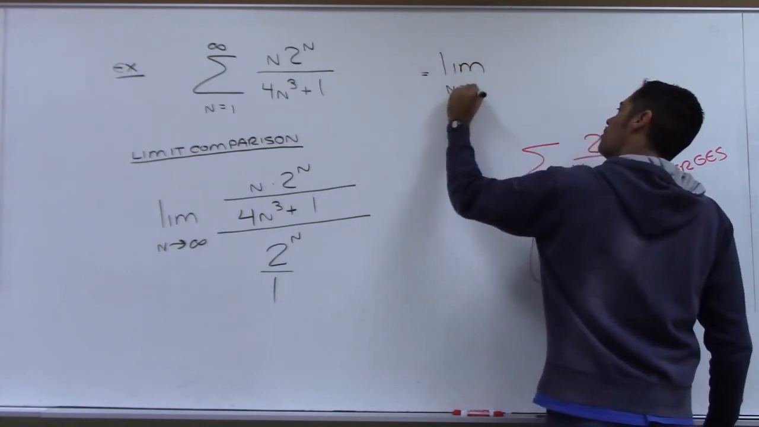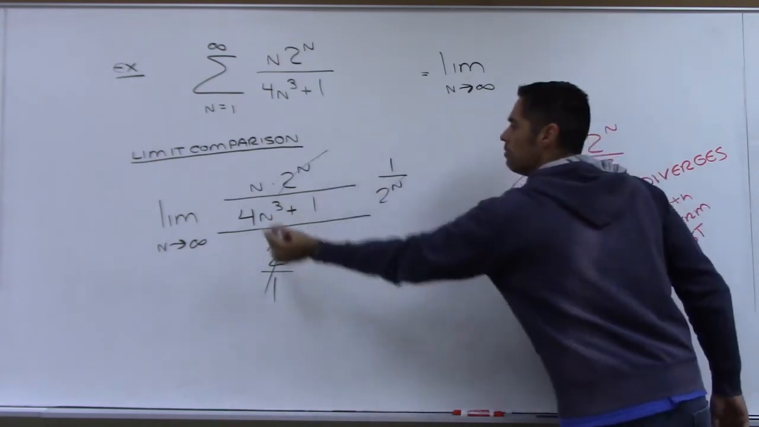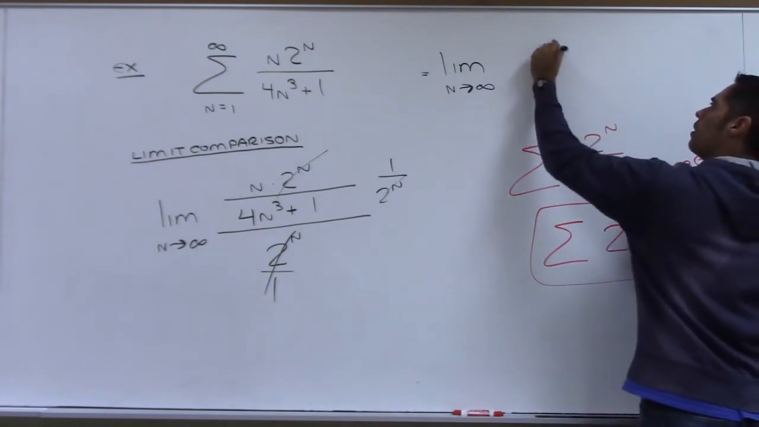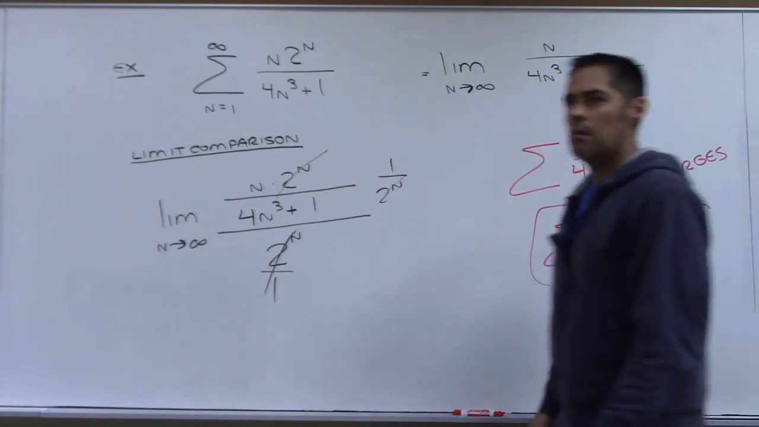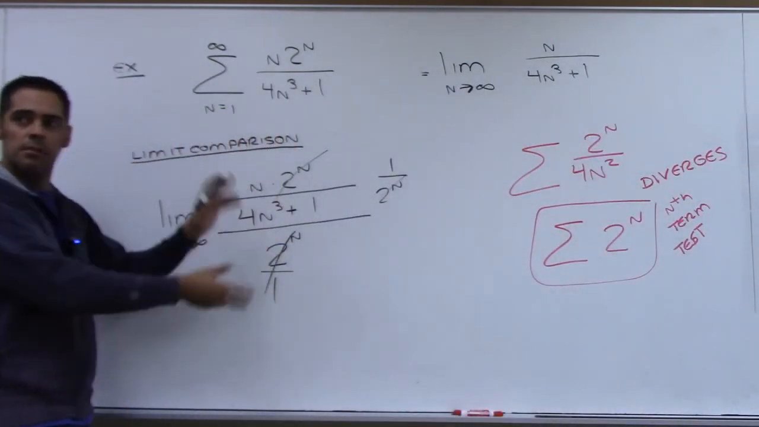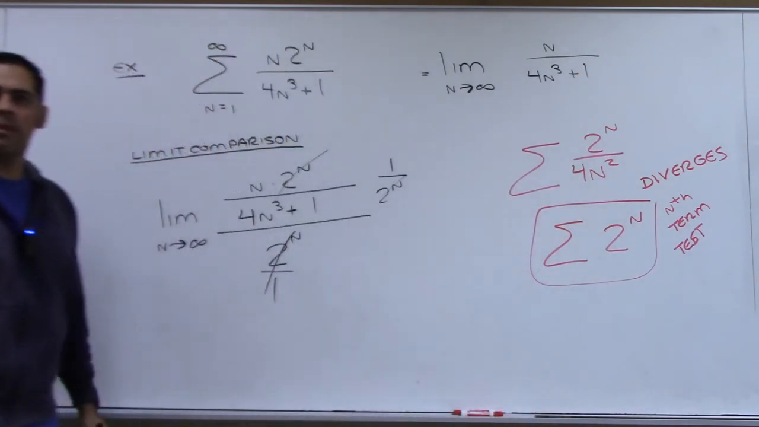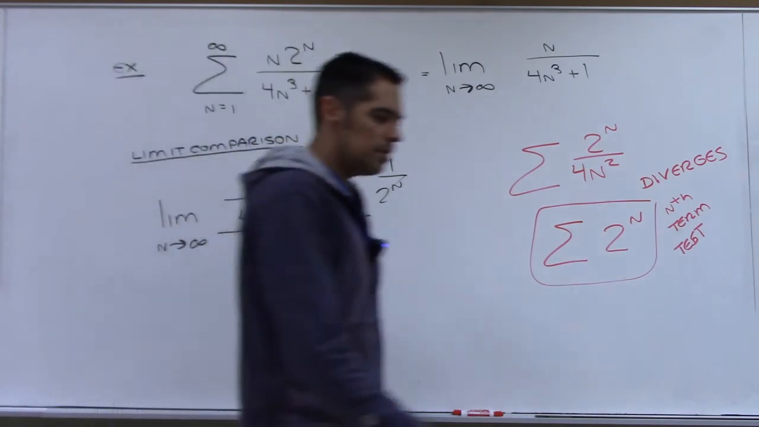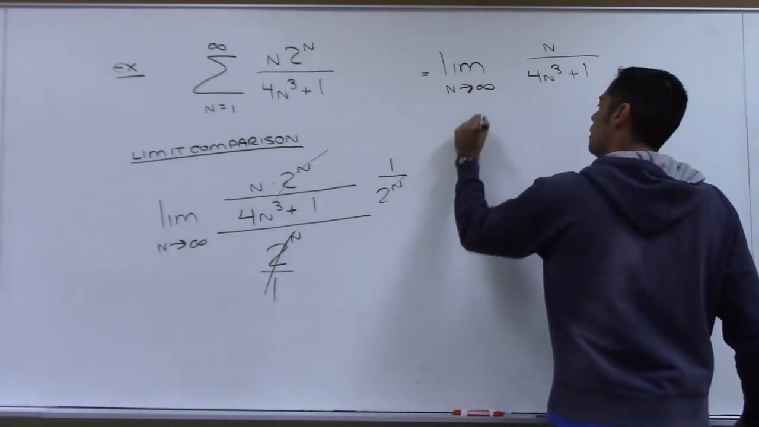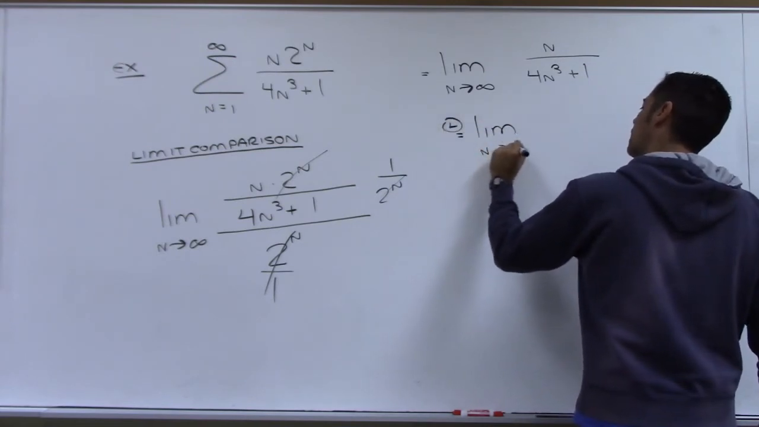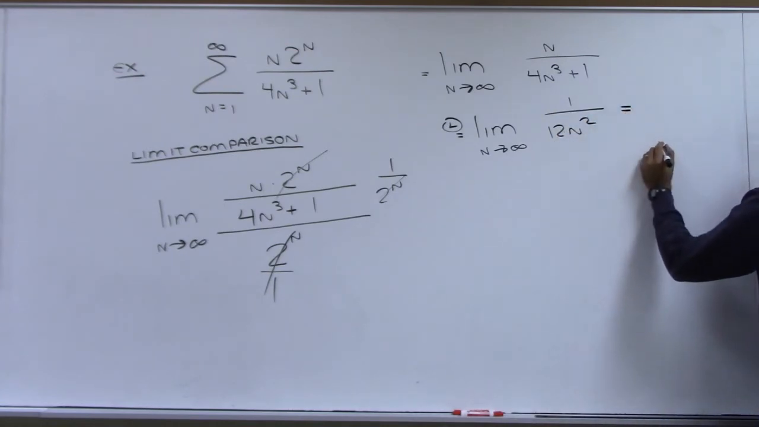Limit as n goes to infinity. When that flips, it's like 1 over 2 to the n, and those cancel, and you just get n over 4n cubed plus 1. Any questions on that? So when we look at this, what's that limit? You have to do L'Hopital one time maybe. If you do L'Hopital one time on that, what do you get? It goes to 1 over 12n squared. And that turns out to be 0.